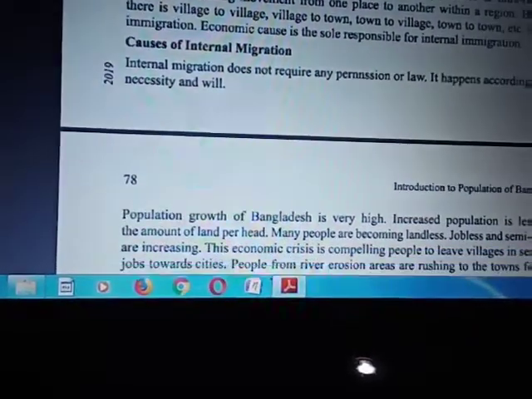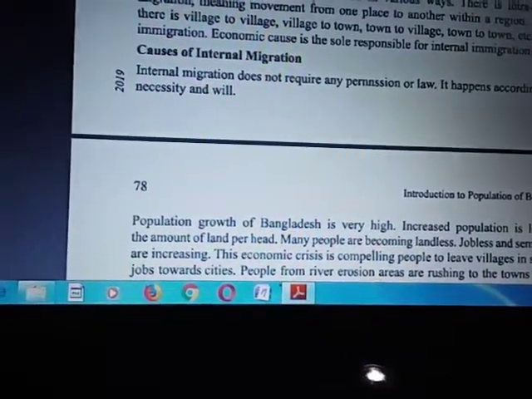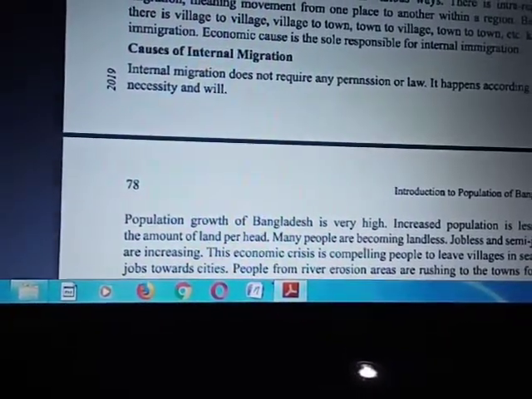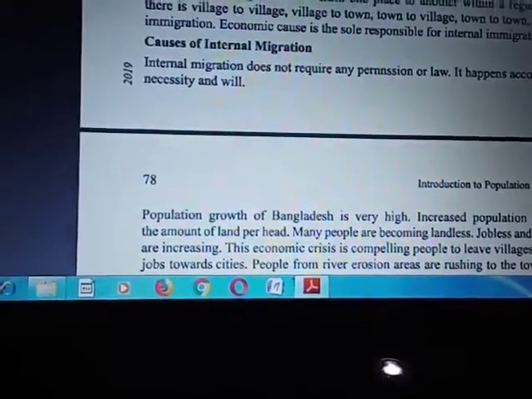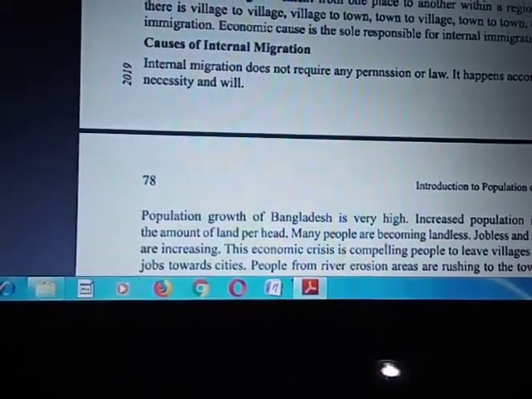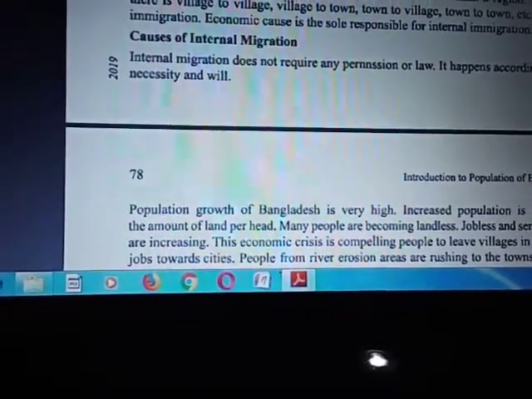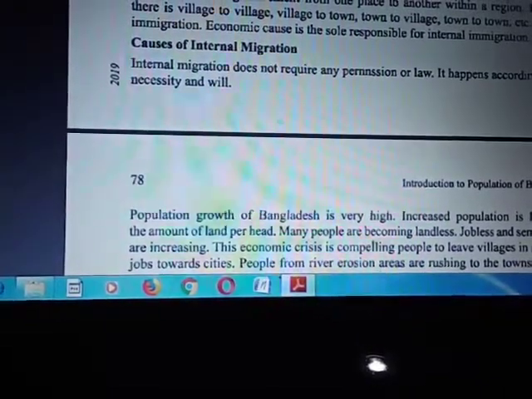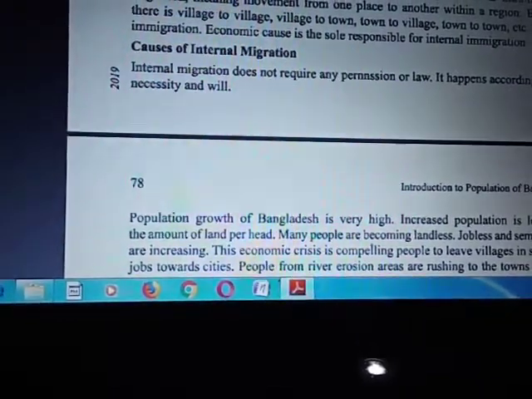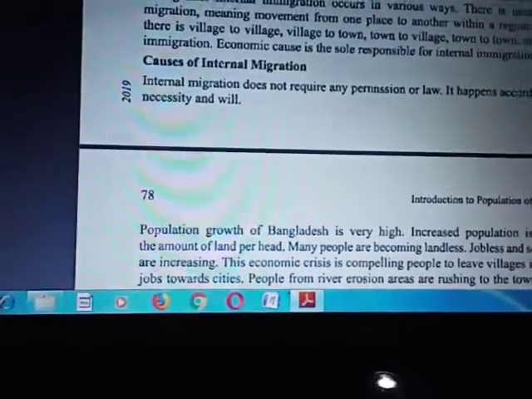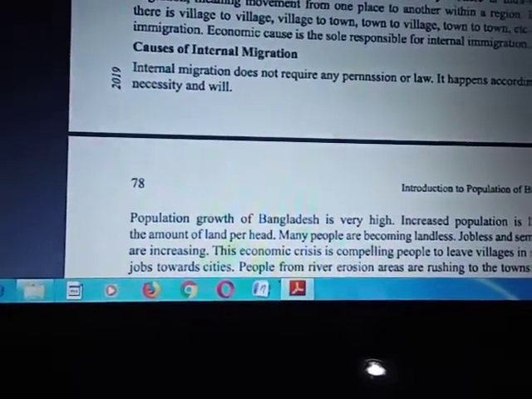Internal migration: when people move from one place to another inside the country, it is called internal migration. Like if you go to a different place daily, like the bazaar, you cannot be called immigrants. Internal migration occurs in various ways. There is intra-regional migration, meaning a movement from one place to another within a region. Besides, there is village to village, village to town, town to village, town to town kind of migration.